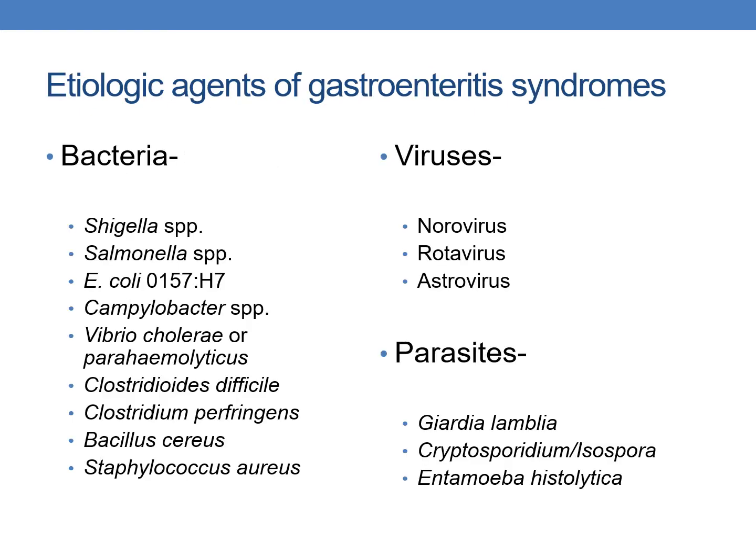As you can see on this slide, there are a number of organisms that can cause gastroenteritis. Some bacterial organisms would be things like Shigella and Salmonella, E. coli, especially O157:H7, Campylobacter, Vibrio cholerae and Vibrio parahaemolyticus, Clostridioides difficile, Clostridium perfringens, Bacillus cereus, and Staphylococcus aureus. Also, what's not on this list would be things like Yersinia and Aeromonas.